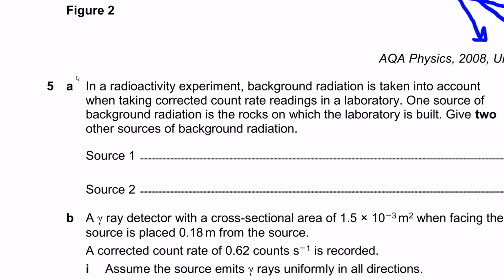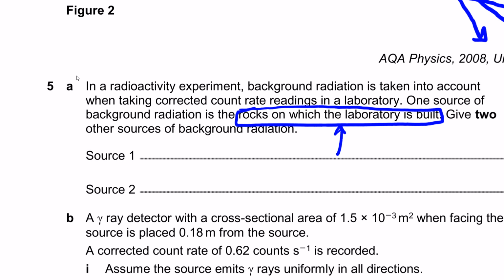Radioactivity experiment. Background radiation is taken into account and corrected count. One source of background radiation is the rocks on which the laboratory is built. Take note, everyone, they've talked about the rocks. Give two other sources of background radiation. Source one, do not say the rocks. They have just said the rocks up there. Okay? Do not mention the rocks.